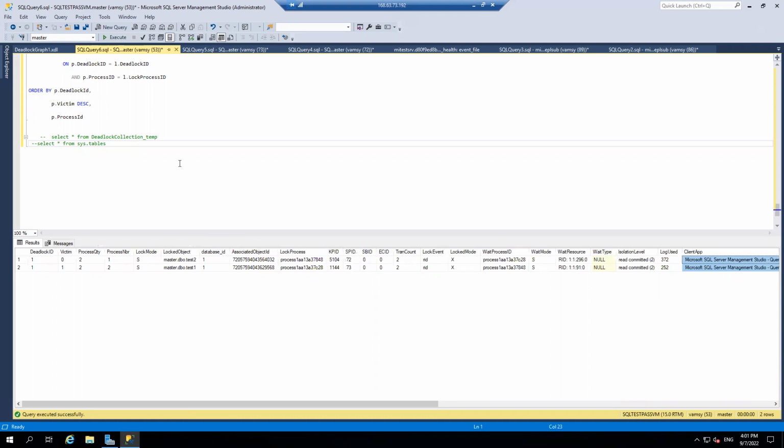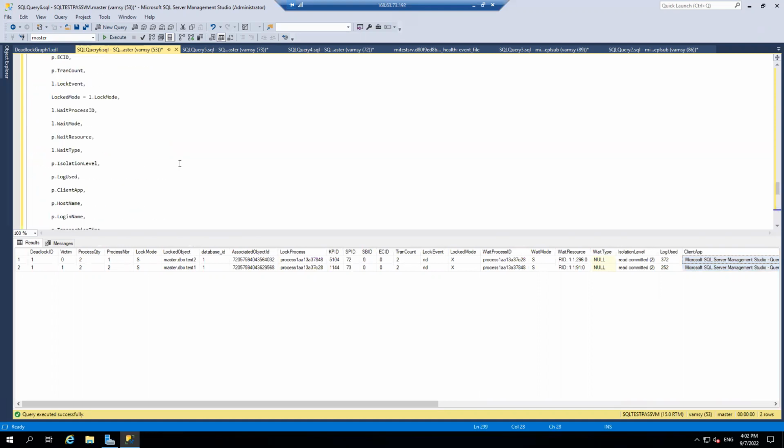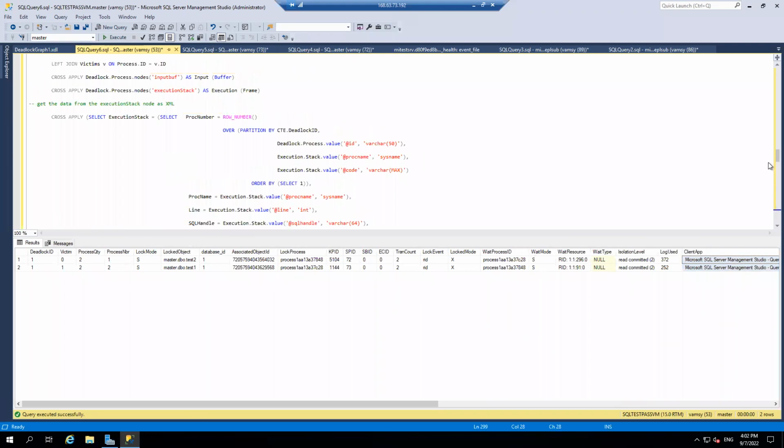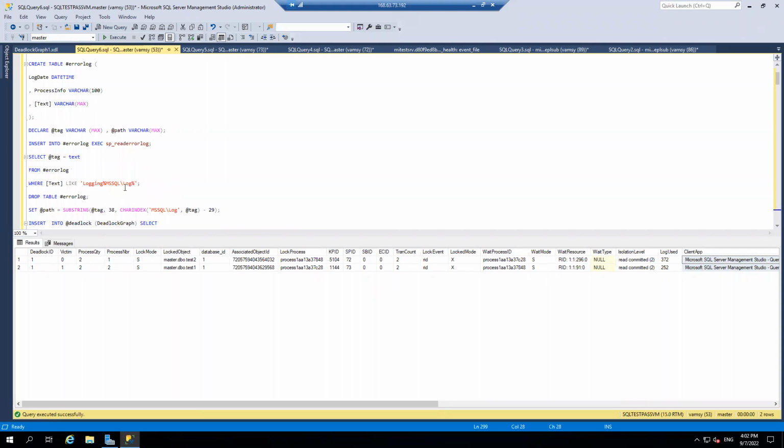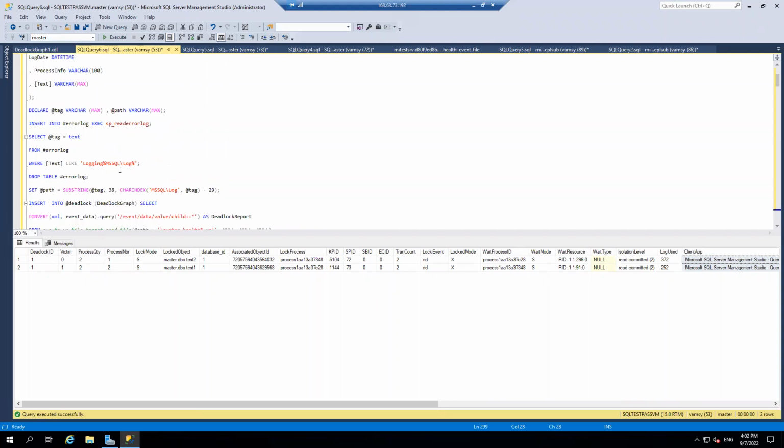That's what I did. I just collected this information from the system health session. If you watch this script carefully at the beginning, I am loading that information from the error logs. It is checking the location of the system health session.